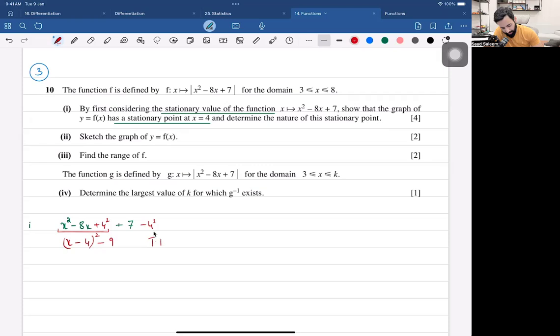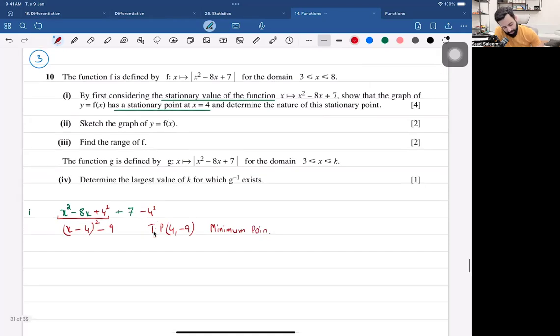We can see that the coordinates of the turning point are 4, comma, negative 9. So we have proven that at x equals 4, it's stationary, and we are supposed to determine the nature of the stationary point. So by nature, this is a minimum curve. So we'll say that this is a minimum point. And there you go. That's the answer.